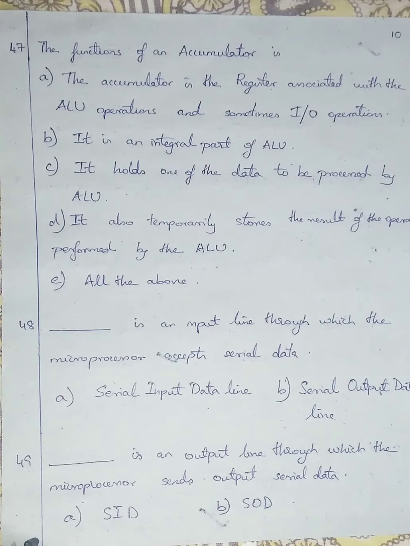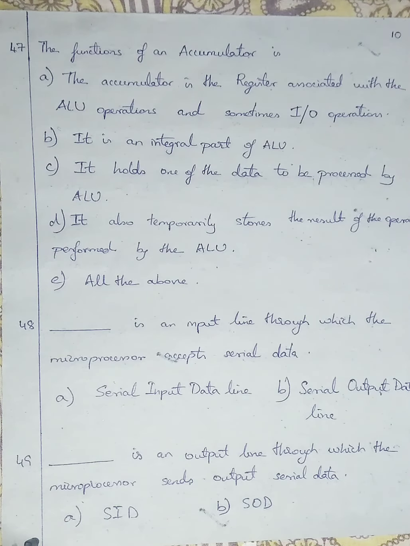Question number 47. The functions of an accumulator is: option A, accumulator is a register associated with ALU operations, that is arithmetic and logic unit operations, and sometimes input output operations. Option B, it is an integral part of ALU. Option C, it holds one of the data to be processed by ALU. Option D, it also temporarily stores the result of operation performed by ALU. And option E, all the above. Option A: the accumulator is a register associated with ALU operation and sometimes input output operations.